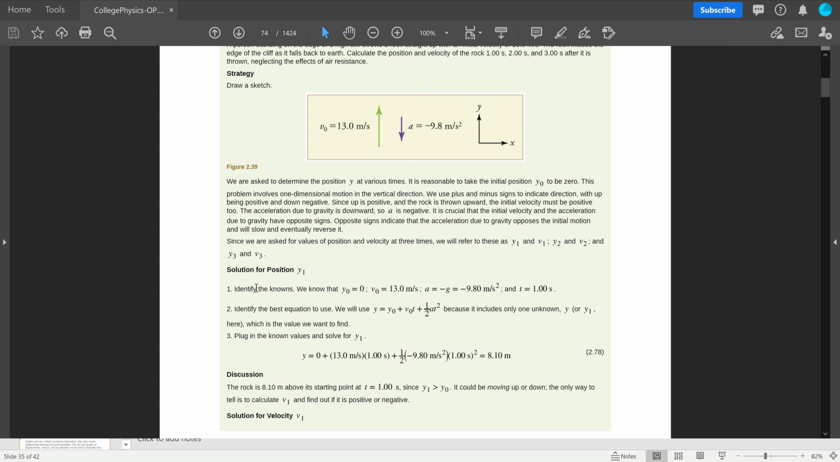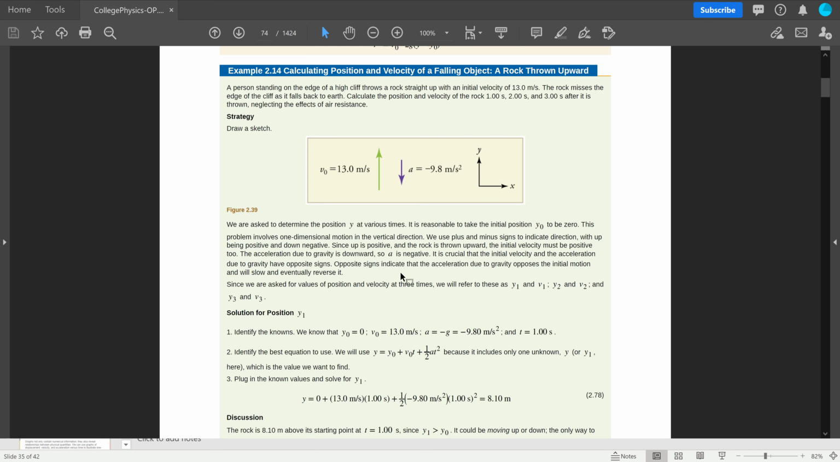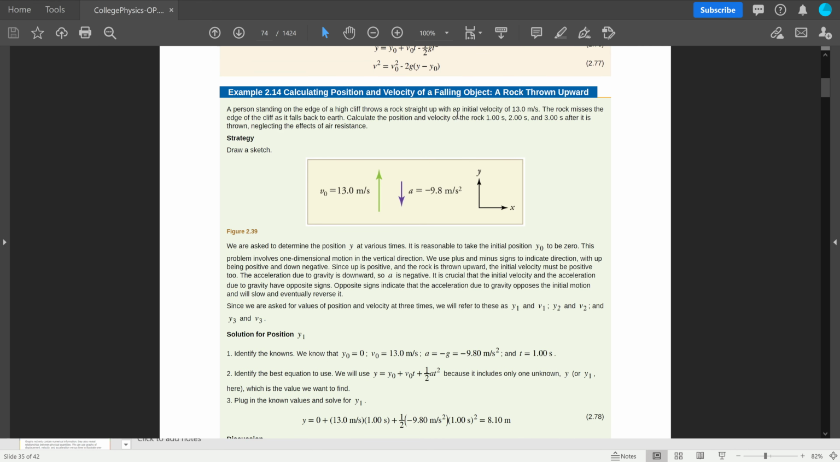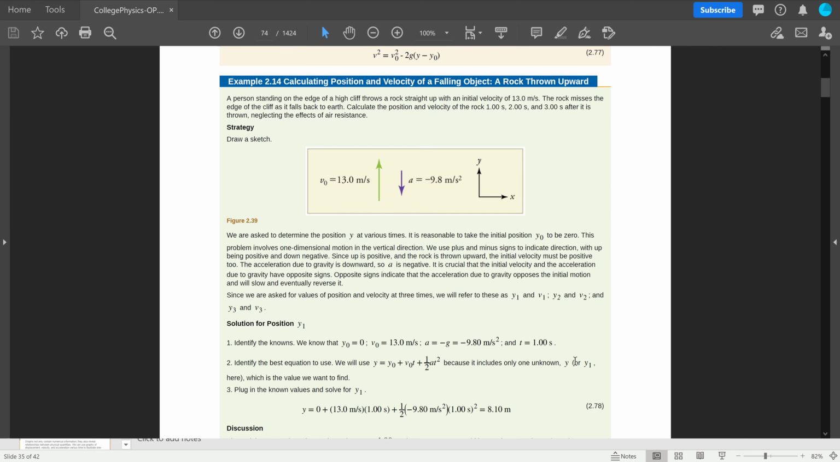Okay, so like we said before, identify what you do know. Remember, we're talking about our y-axis. We're talking about going up and down. So here we know that we start off at y equals 0. That's our starting point here. But we also know that the problem tells us that the initial velocity was 13 meters per second. We know that acceleration is our acceleration due to gravity, which is also 9.8 meters per second squared. And we know that our time is 1 second.